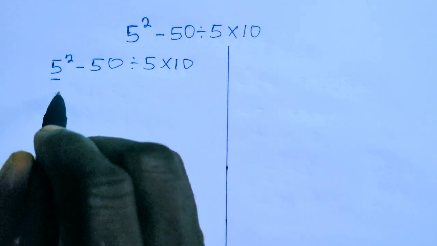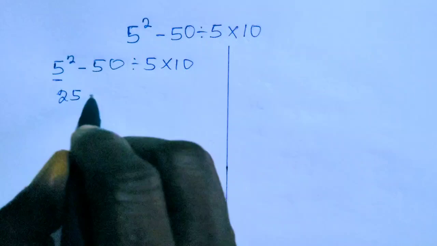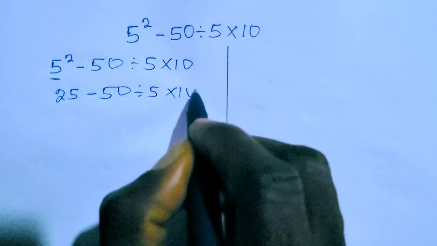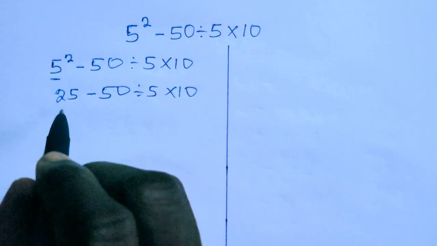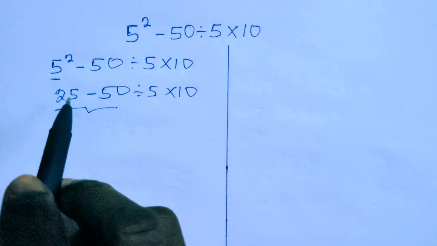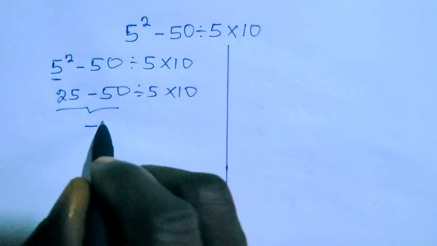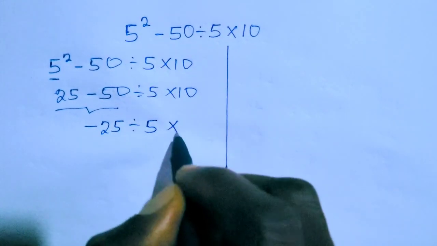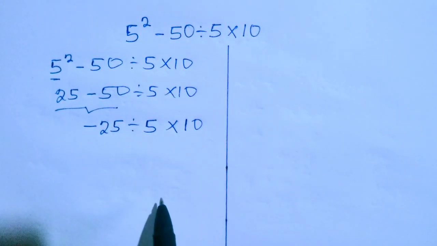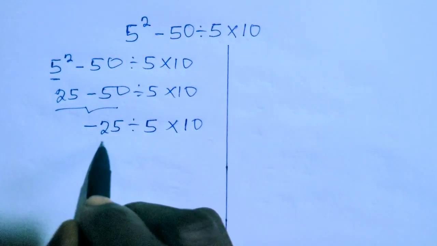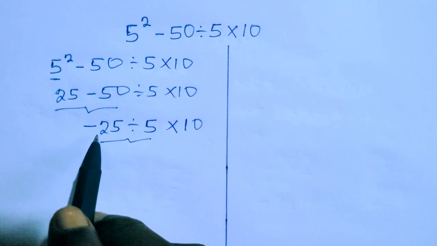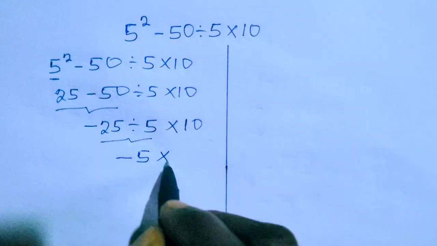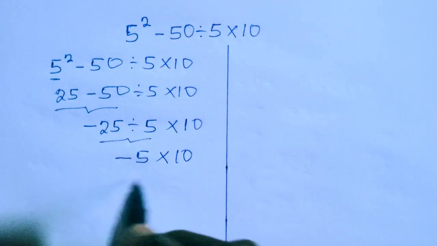We have 5 to the power of 2 that gives 25 minus 50 divided by 5 multiplied by 10. Then next they consider this subtraction here. 25 minus 50 will give minus 25 divided by 5 multiplied by 10. Then next they consider this division here. Minus 25 divided by 5 gives minus 5 multiplied by 10.